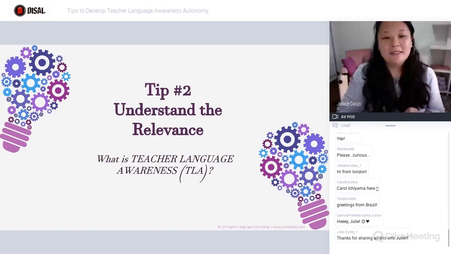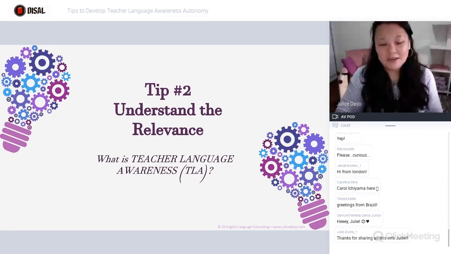Tip number 2, understand the relevance. So what is teacher language awareness? There are many definitions everywhere, from dictionaries to even Wikipedia.